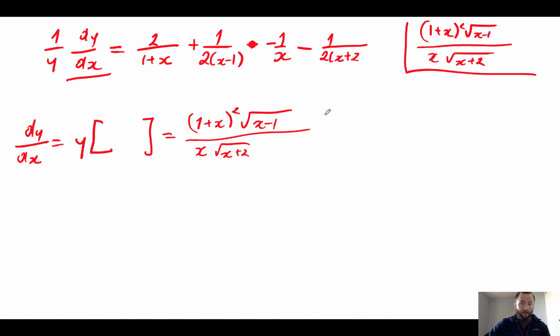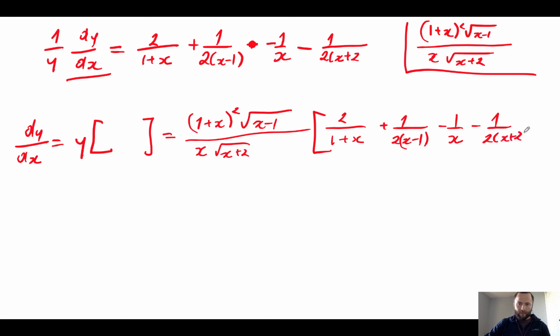And all that has to be multiplied by 2 by 1 plus x, plus 1 divided by 2 times x minus 1, and then minus 1 over x, and then minus 1 over 2 times x plus 2. Okay, so we arrived.